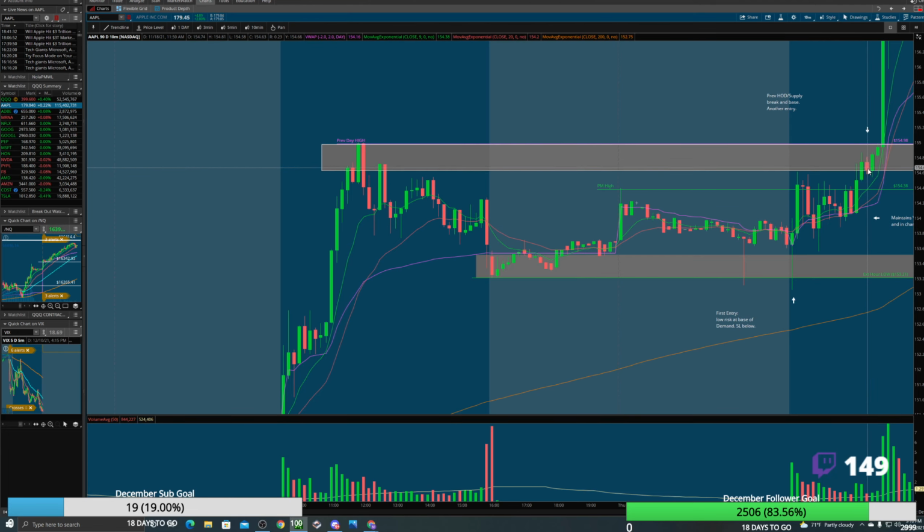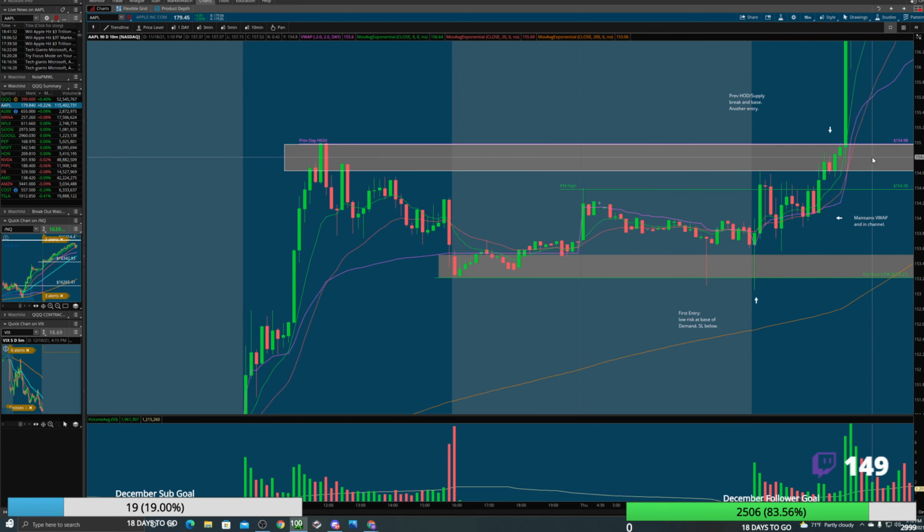But once it breaks through, we get a little 3-bar play here. This is on the 10-minute. So we get a break and a base. Now we can see the base of the supply. Everything under it is getting bought up. So we continue to move forward, and this is on the 10-minute.